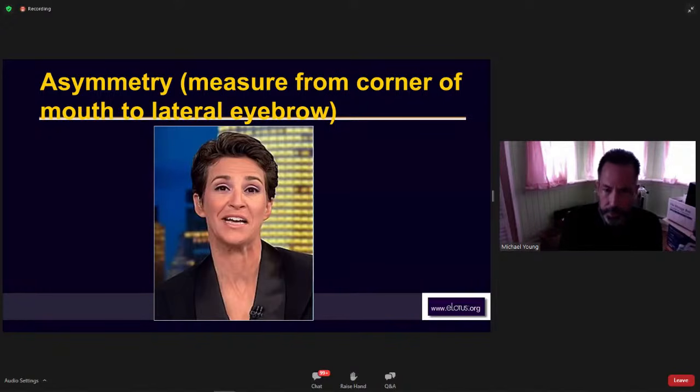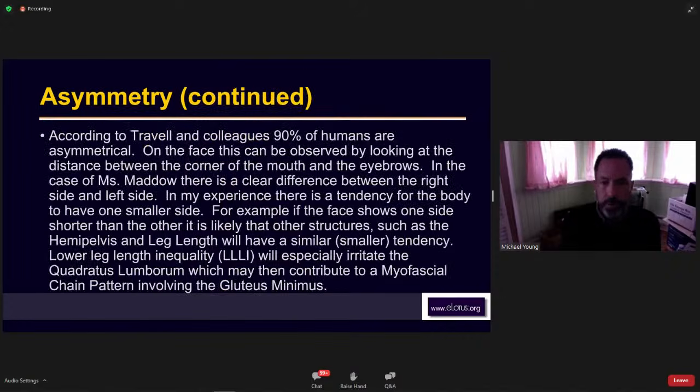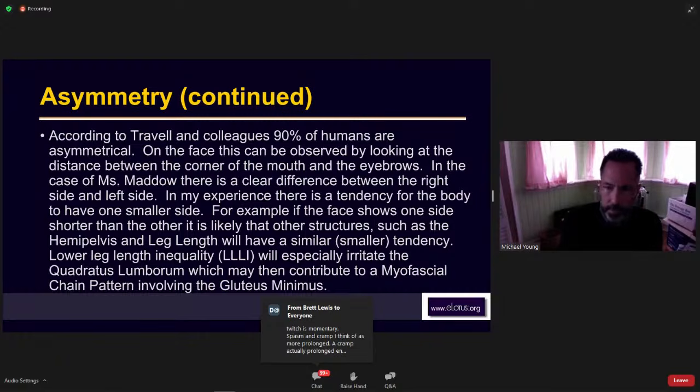So you can look at the face for clues, and then you can have them sit and palpate the crest of their ilium and look for difference there. And you can palpate the medial or lateral malleolus and look for lower leg length inequality as well. According to Travell and colleagues, again, 90% are asymmetrical. Measure between the corner of the mouth and the eyebrows. In the case of Ms. Maddow, there's a clear difference. Talked about this. Usually that's the smaller side.